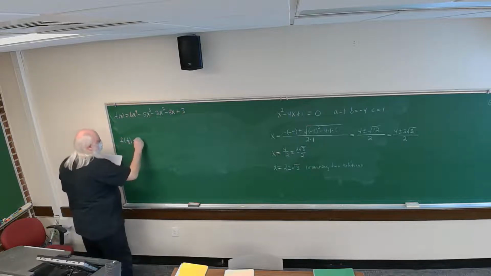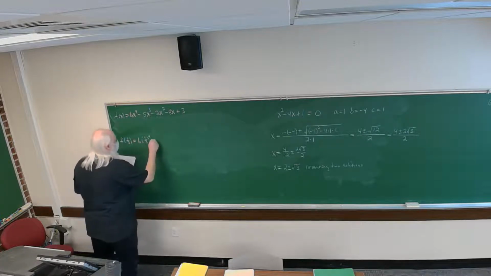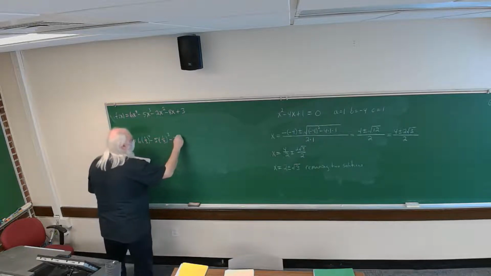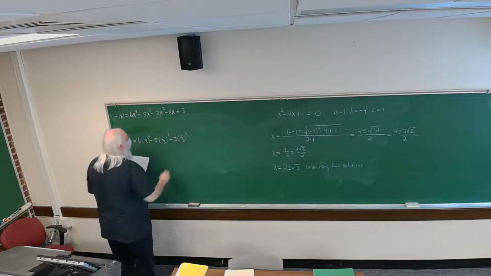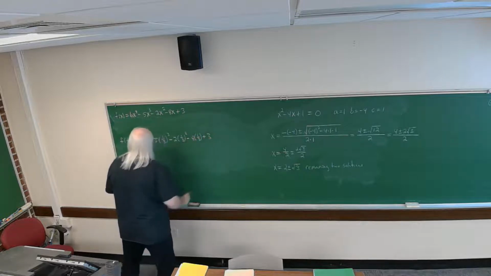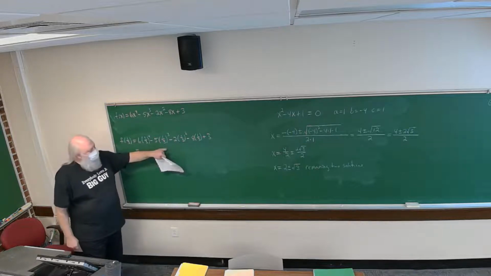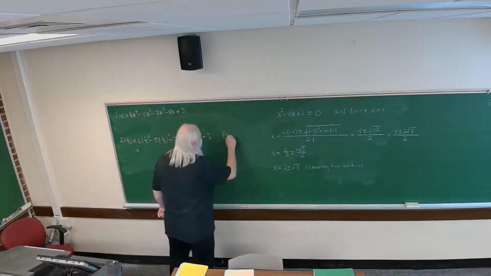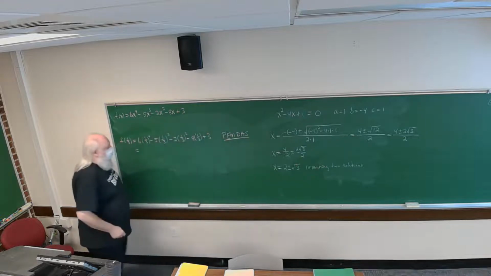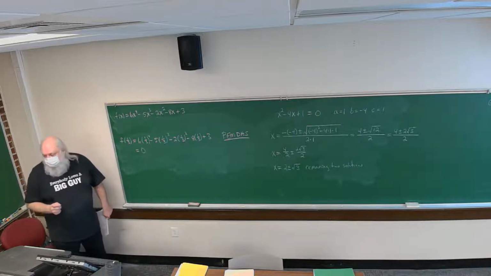So when you do that, you have 6 times 1/3 to the 4th minus 5 times 1/3 cubed minus 2 times 1/3 squared minus 8 times 1/3 plus 3. Now we're going to do order of operations, PEMDAS. But when I did that arithmetic, following order of operations, I got 0. You can verify that yourself.